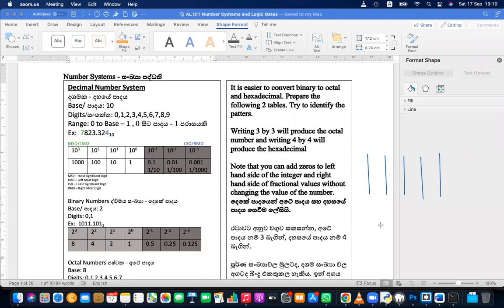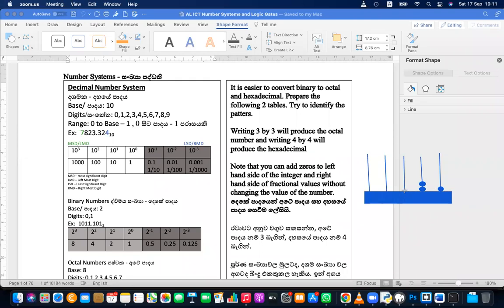Just think about the abacus. Okay, so when the base 10 number system comes, base 10 numbers, you have ones here. In the next level, you have tens. It was 1 into 10.